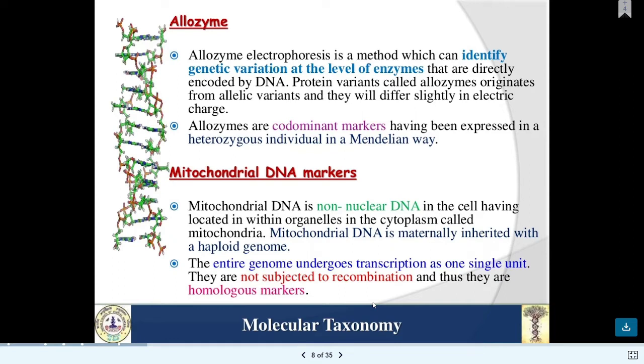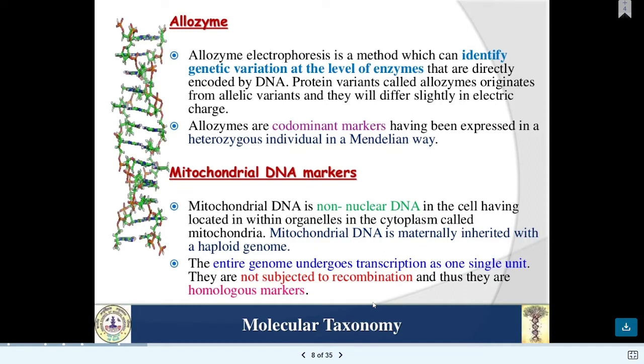Allozymes are codominant markers. Codominant markers are expressed in heterozygous individuals in the Mendelian way. Now, codominancy means what? They are transmitted from parent to progeny, and sometimes they express, sometimes they go into the recessive state. That state we call codominancy.